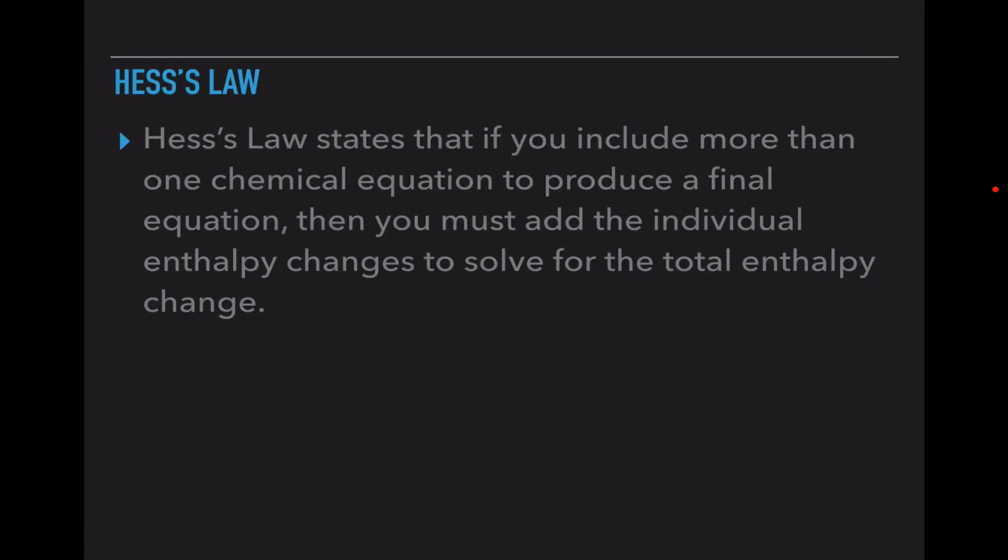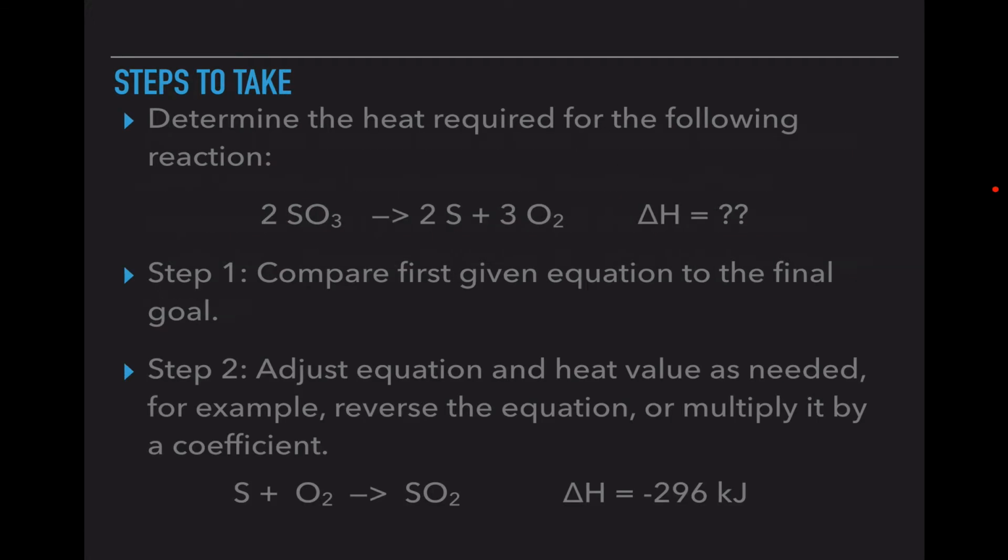Remember, Hess's law states that if you include more than one chemical equation to produce a final equation, you must add the individual enthalpy changes to solve for the total enthalpy change. So, in real people words, take all of the individual equations you have, adjust them accordingly, and then add up all of your delta H values. So, the steps that you need to follow.